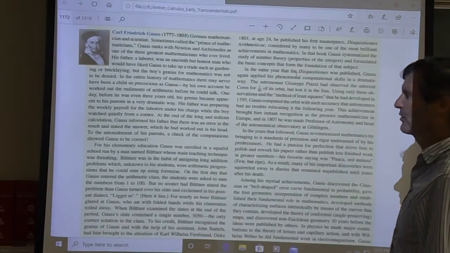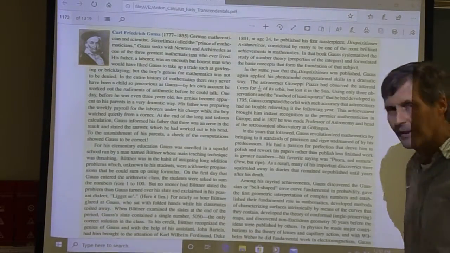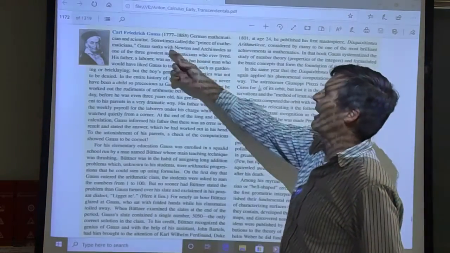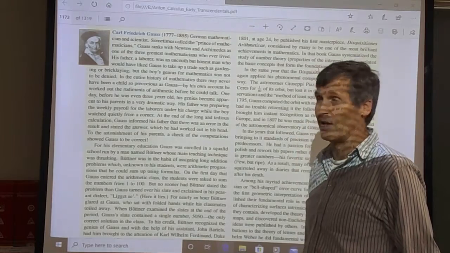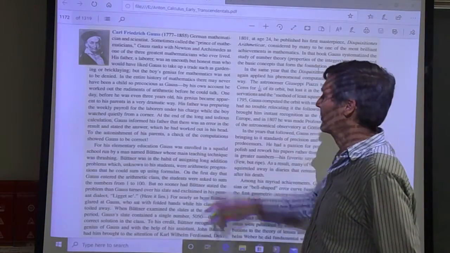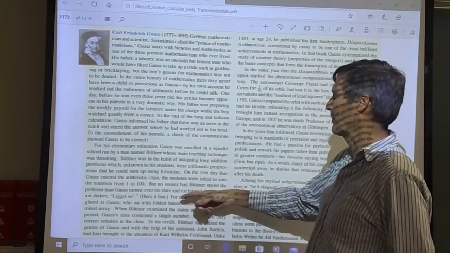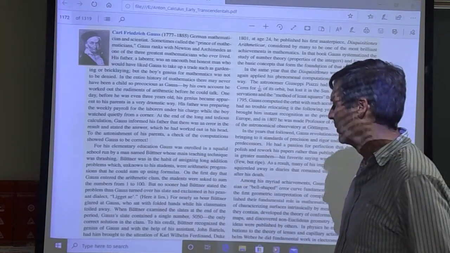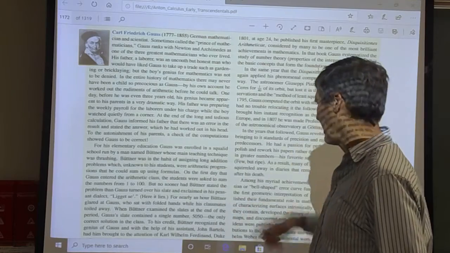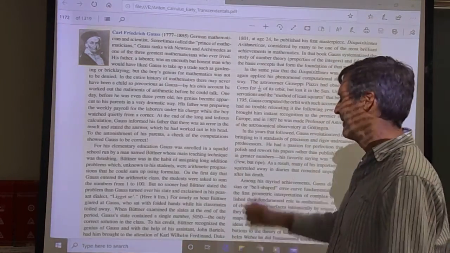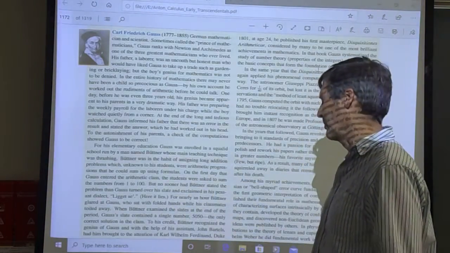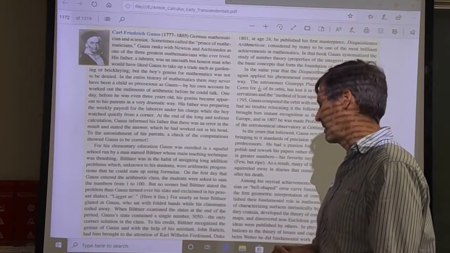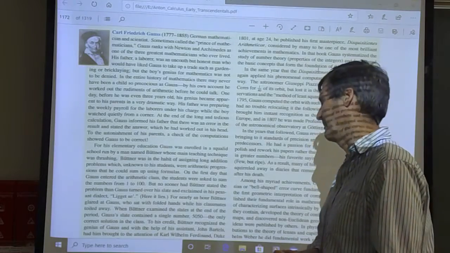I wanted to point out just for fun, these are always interesting to read. Your book has a really nice write-up on the great Prince of Mathematics, Gauss. He's considered one of the 3 greatest mathematicians of all time, along with Newton and Archimedes. And there's this wonderful story down here that in his elementary education, he was enrolled in a school run by a man named Büttner, whose main teaching technique was thrashing, right? And he had the habit of assigning long addition problems, which unknown to his students were arithmetic progressions that he could sum up using formulas.